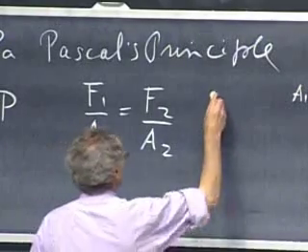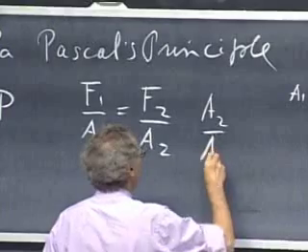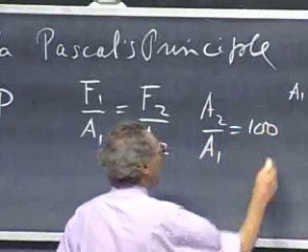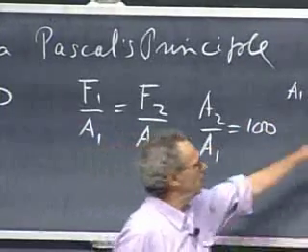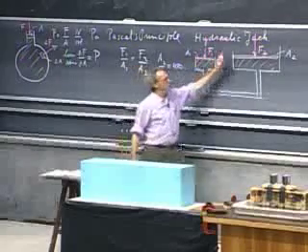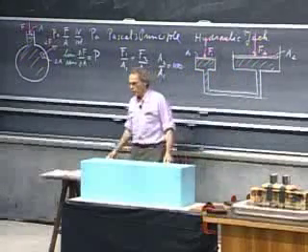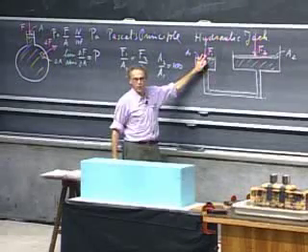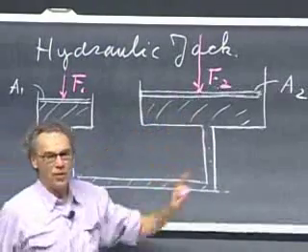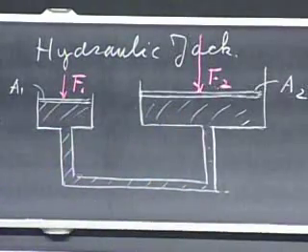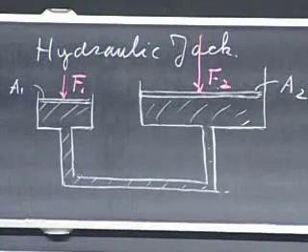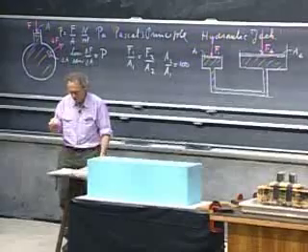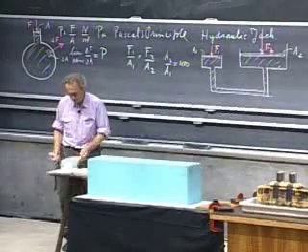So what that means, if A2 over A1 were 100, it would mean that this force could be 100 times less than that one. In other words, I could put on here a weight, a mass of 10 kilograms, and here I could put 1,000 kilograms, and it would be completely in equilibrium. That's not so intuitive. This is used in all garages.